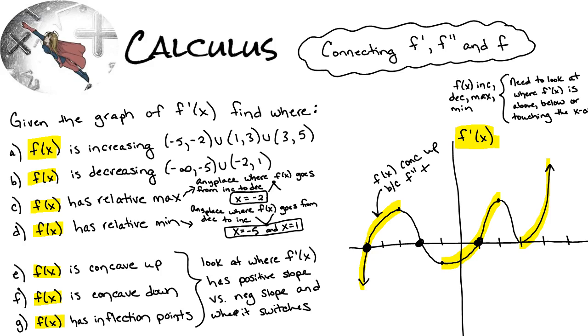And anytime f double prime is positive, that's our test for if the original f was concave up, or if f double prime is negative, then f was concave down. But we're just trying to connect f prime to answer all of these. So just keep in mind, you're looking for where f prime has positive slope, negative slope, and where it switches. That will tell you concavity and inflection points.